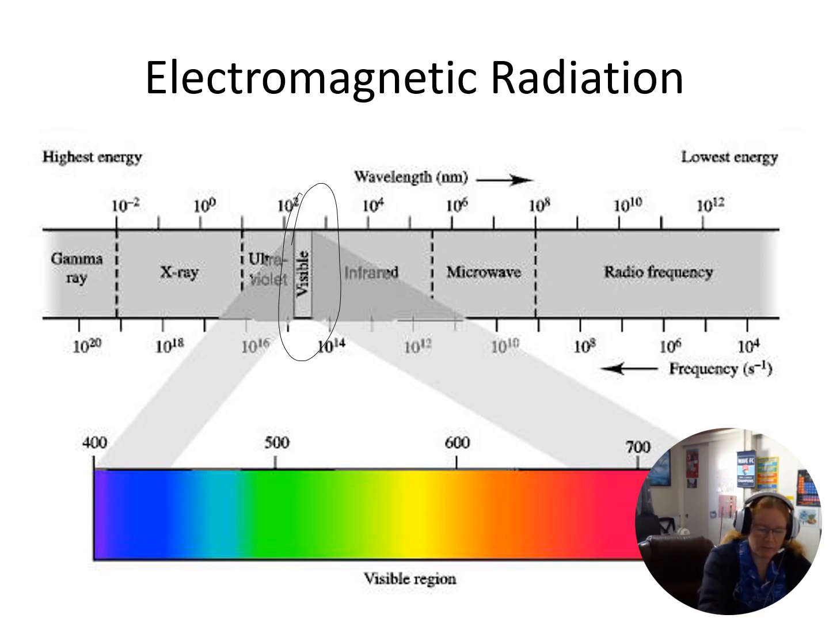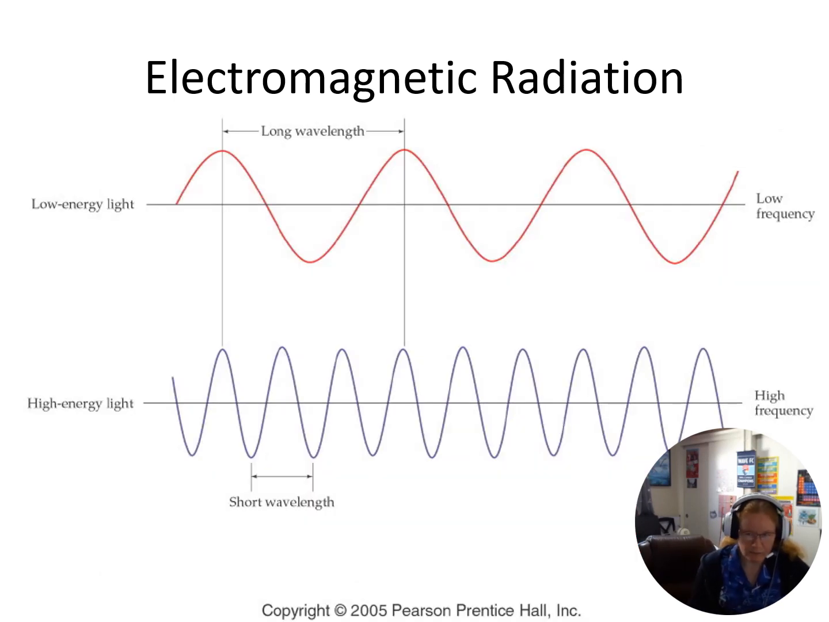Now, when we look at waves, we need to understand that we've got higher frequency, lower frequency, longer wavelengths, shorter wavelengths. Okay, so when we look at a wavelength, we're looking at the distance between two identical points on the wave. So it can be there, it could be here.